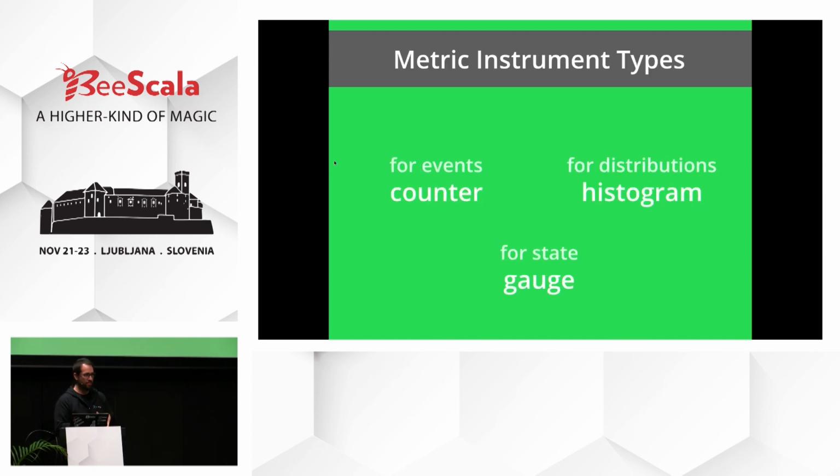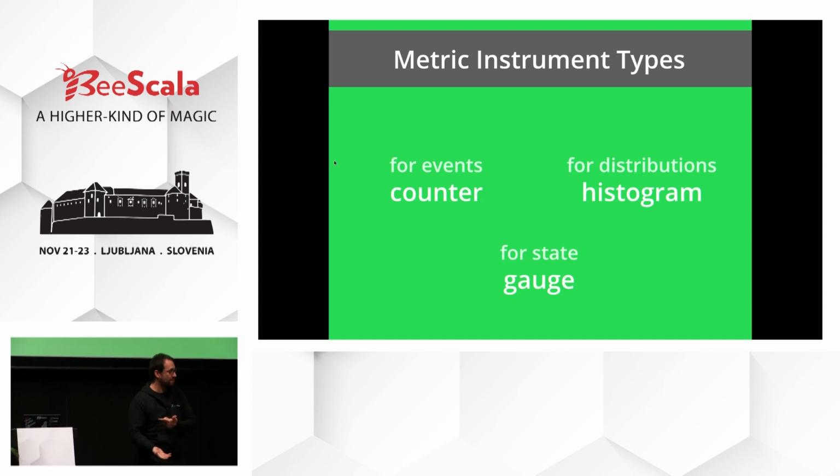In most libraries, you will find three basic types of instruments. Counters count events: how many times did something happen? As simple as that. There is a histogram, or sometimes some specializations of it, like, for example, a timer, but a timer is just a way of measuring a distribution of values. And there is a gauge.